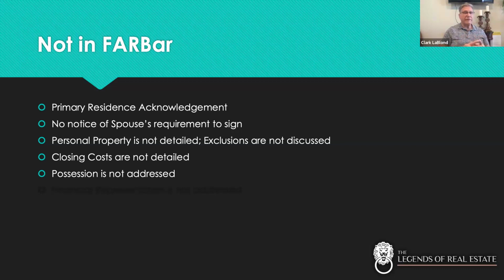11:59:59 p.m. So all those things need to be addressed in a formal document, an occupancy document that's drafted by an attorney. But again, it's not in here. Possession is not in here other than to disclose tenancy or the existence of a tenant. Financial representations are not addressed. Financial representation is not addressed in the FARBar.